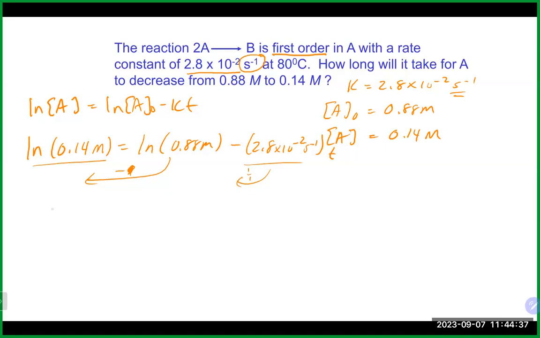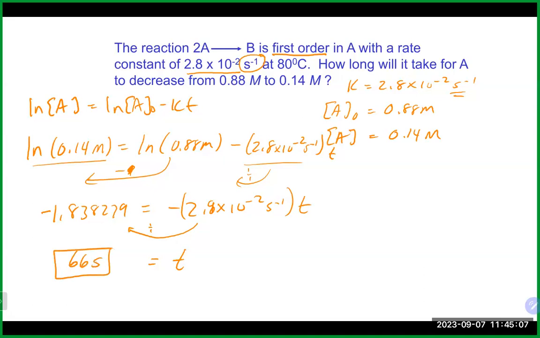That's going to give me something like minus 1.838279 equals minus 2.8 times 10 to the minus 2 reciprocal seconds, and t. So we're going to then divide this to the other side. And when we do that, we will get time is equal to about 66 seconds in this case. Remember that we also need to take the negative to the other side, right? So that's how we get to our positive number.